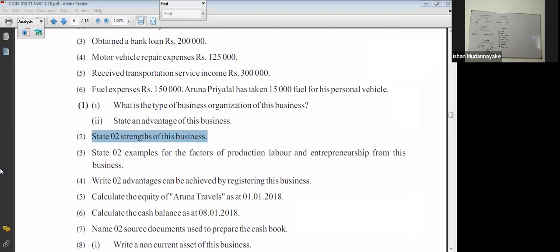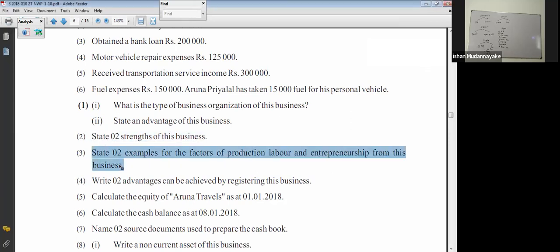Right. Okay, clear. Now we will look at question number 3. State 2 examples for the factors of production, labor and entrepreneurship, from this business. Labor is Kanishka. Yes, labor. Manager, Kanishka. Entrepreneurship, Aruna Priyala. Yes, entrepreneurship.